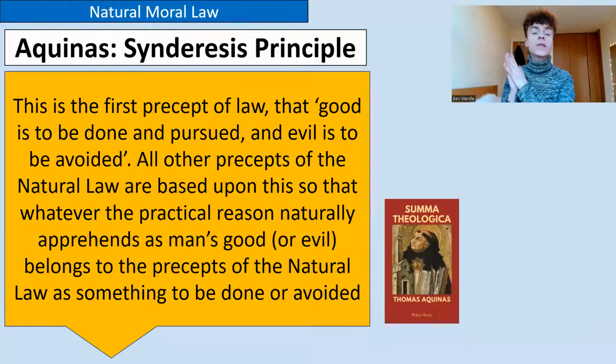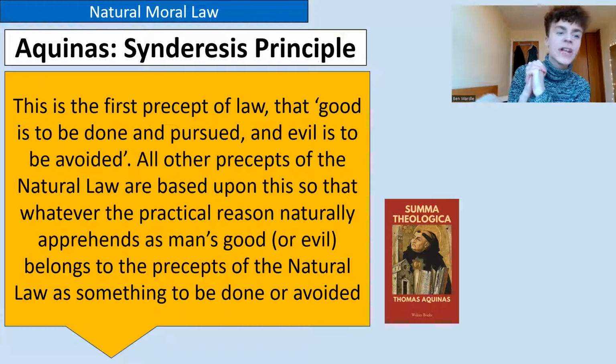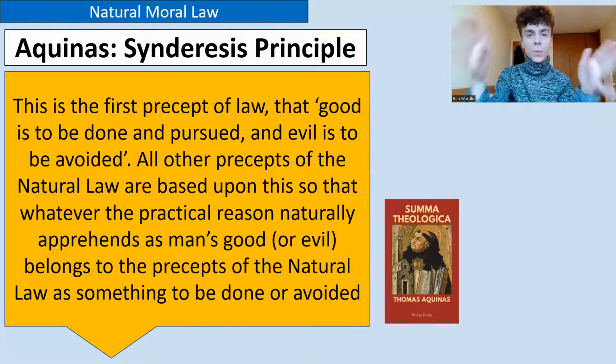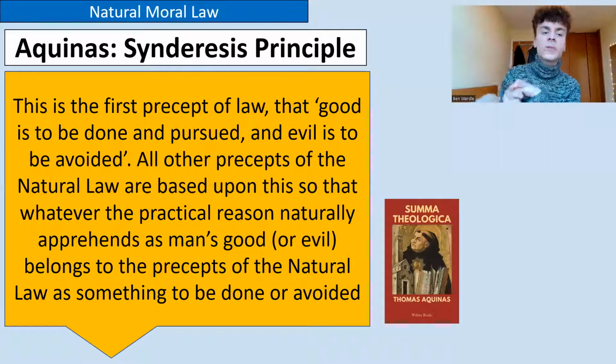Okay, so here is what Aquinas himself said about the synderesis principle. Again, it's in Summa Theologica, the key text we need to know. He said, this is the first precept of law, that good is to be done and pursued and evil is to be avoided. All other precepts of the natural law are based upon this, so that whatever the practical reason naturally apprehends as man's good or evil belongs to the precepts of the natural law as something to be done or avoided.